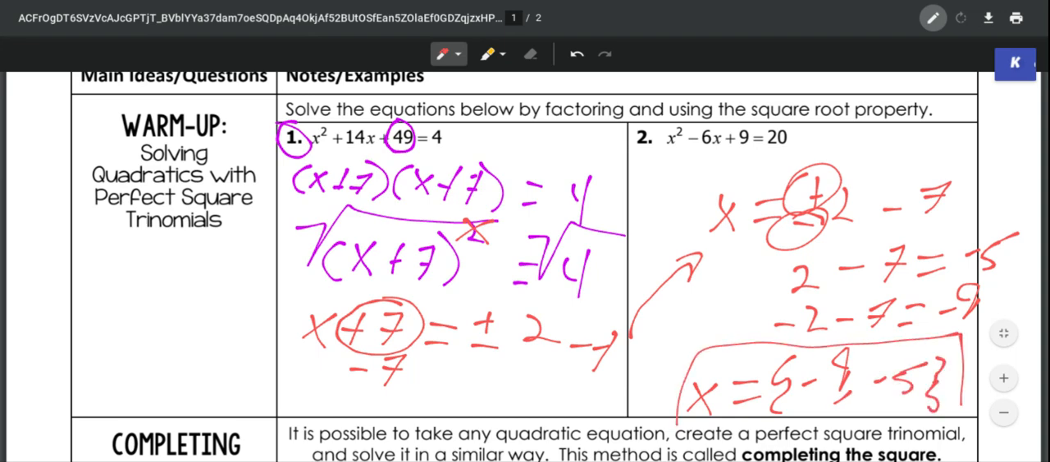So that would be my answer. Really, it's the same concept as solving a quadratic by square roots, except now instead of x squared is equal to something, you'll have x plus 7 squared is equal to something. It doesn't change anything for you, except it's just a little bit more work.